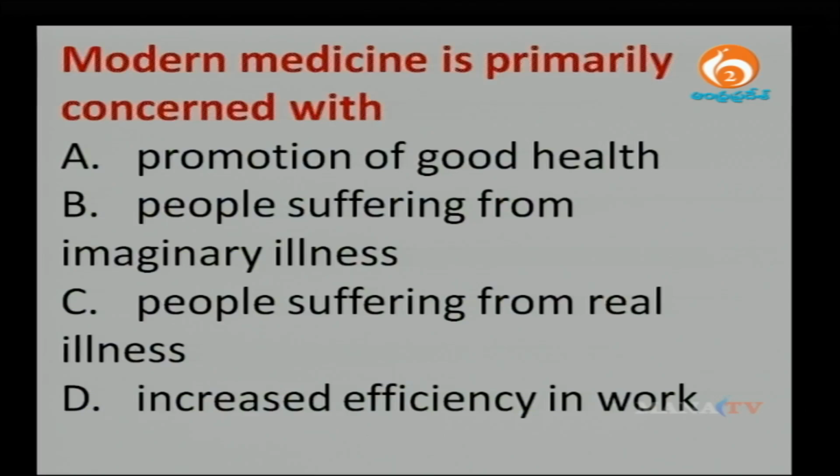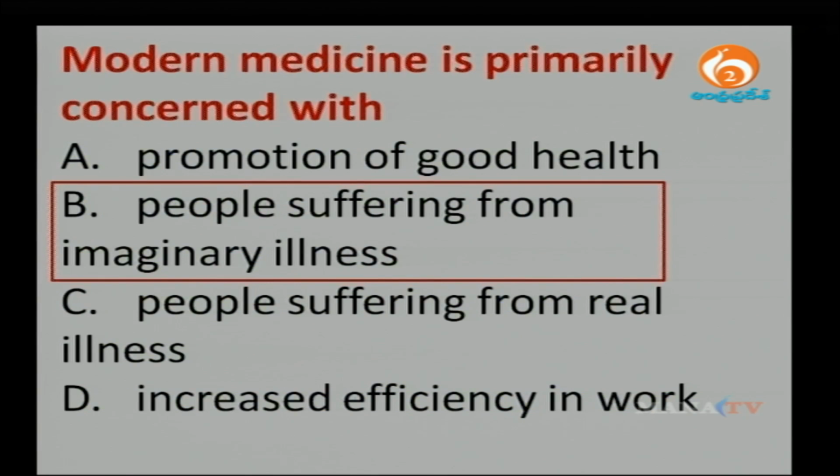Now let's look at the first question. Modern medicine is primarily concerned with: promotion of good health, people suffering from imaginary illness, they just imagine they have an illness, people suffering from real illness, increased efficiency in work. Of course, the correct answer is B. Modern medicine only focuses on people who think they have a disease. So, people suffering with imaginary illness.